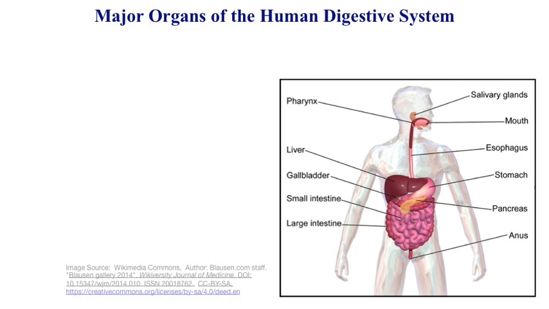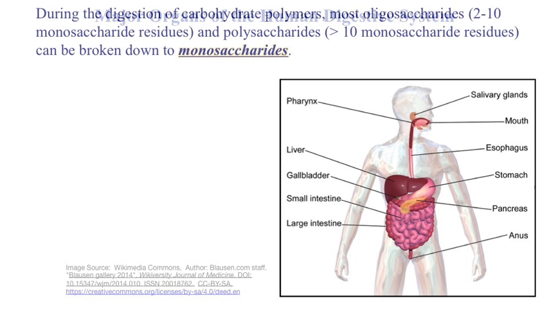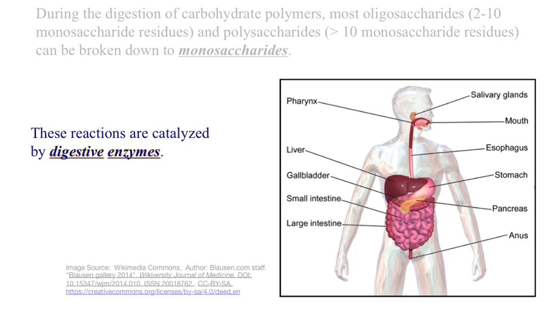The digestive system, sometimes referred to as the digestive tract or the gastrointestinal tract, includes the organs that are responsible for digesting food and eliminating the undigestible components of food. The major organs of the human digestive system are shown in this view graph. During the digestion of carbohydrate polymers, most oligosaccharides and polysaccharides can be broken down to monosaccharides. These reactions are catalyzed by digestive enzymes.